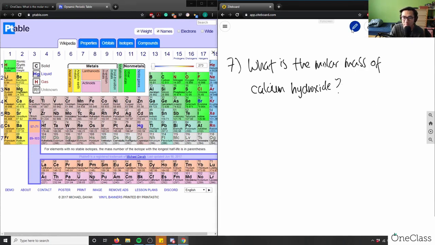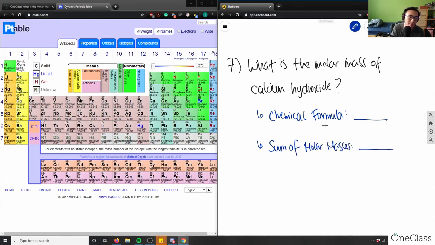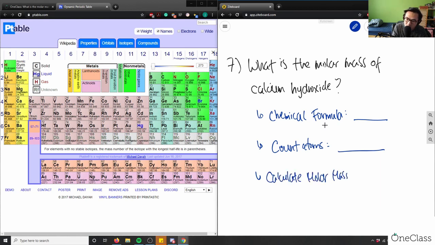To approach this problem, first we have to write the chemical formula. Then we have to count atoms, and then we have to calculate the molar mass by summing the molar masses to find the total. So these are our steps here. What is the chemical formula of calcium hydroxide?